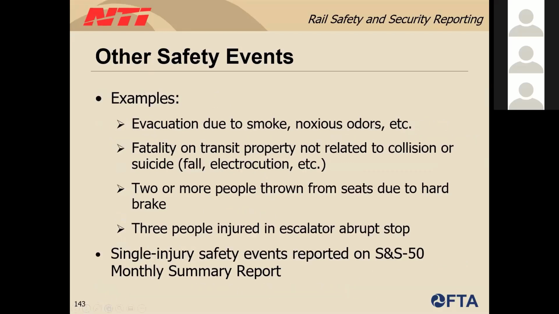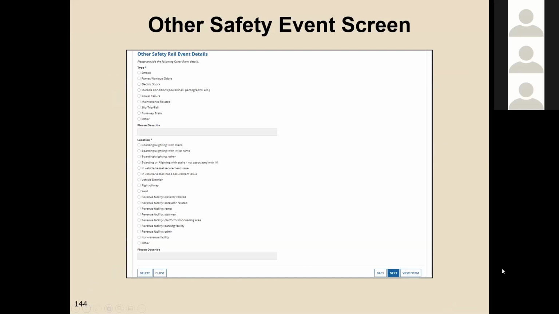Here are some examples for your review. Please remember other safety events resulting in only a single injury should be reported on the SNS 50 monthly summary form. Here's a screenshot of the other safety event screen. At this point, we have completed all of our screens for the reportable event types.